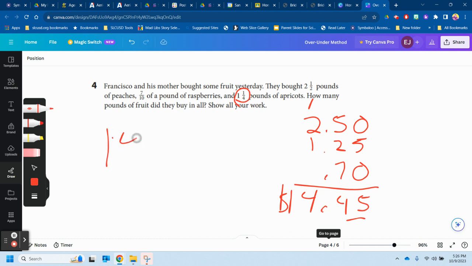So it's 45 hundredths of a pound. So I can kind of convert. I like to think of it as money because I think we use money all the time, and then convert back to fractions.